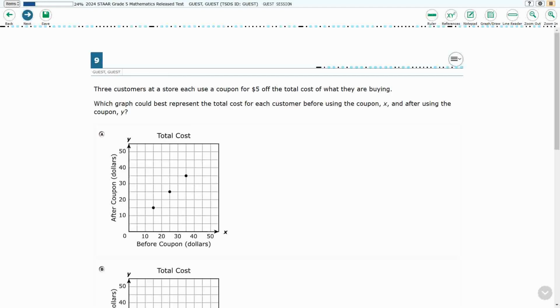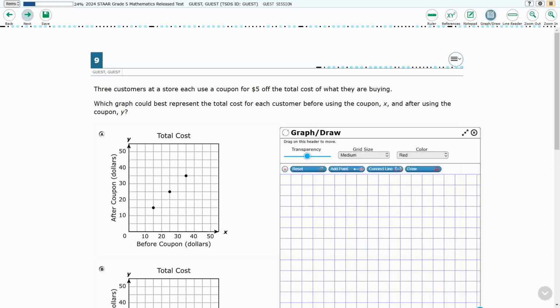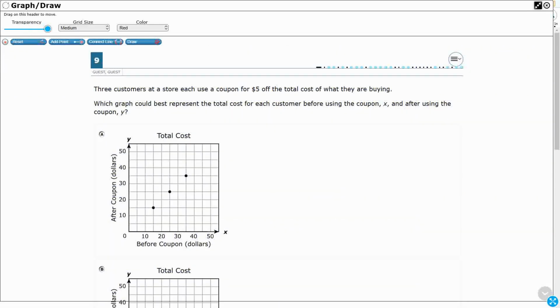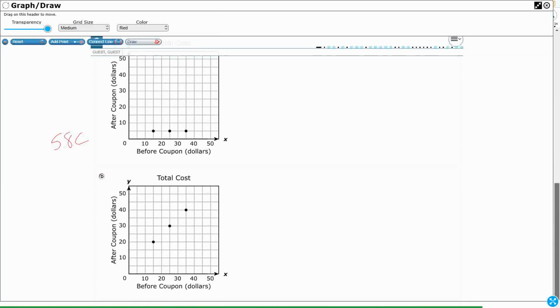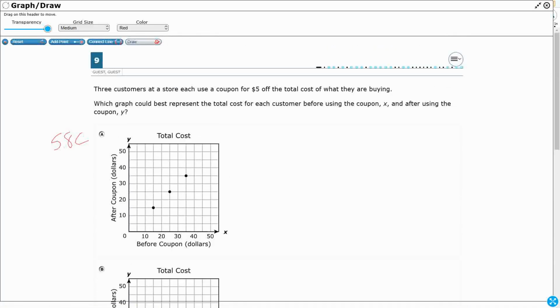All right, for number 9, we are graphing on the coordinate plane, and this is standard 5.8C. And so we've got to scroll down here to see all of our options. So we'll be scrolling quite a bit. Let's see what we have here. 3 customers at a store each use a coupon for $5 off the total cost of what they are buying. Which graph could be used to represent the total cost for each customer before using the coupon X, after using the coupon Y? All right, so they've defined our terms here.